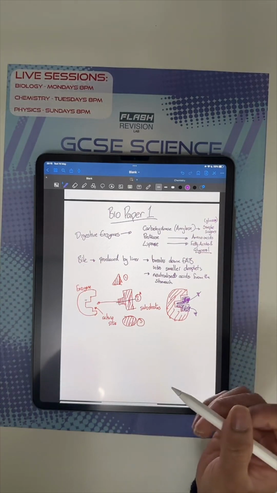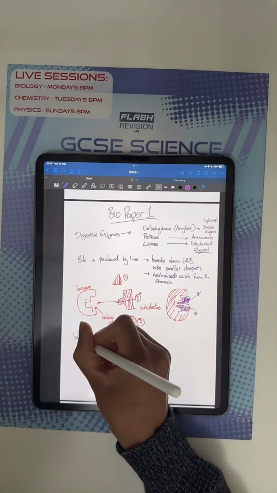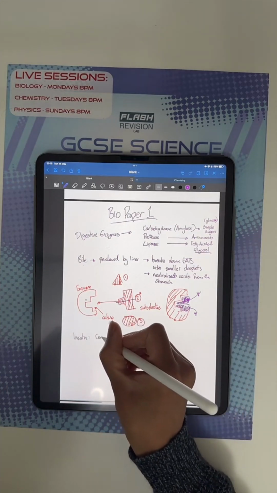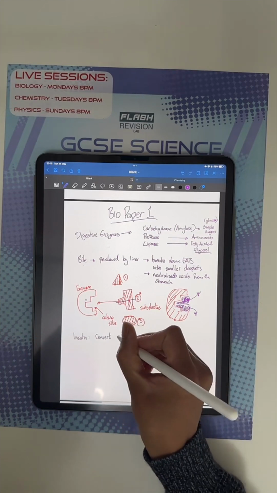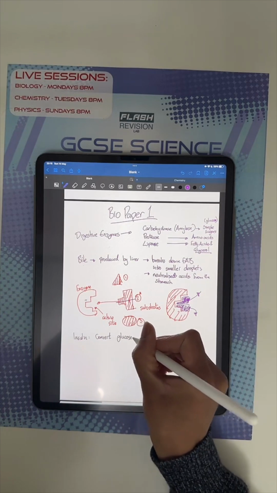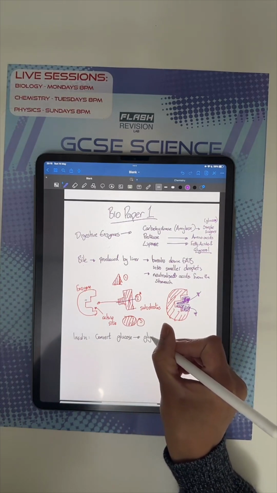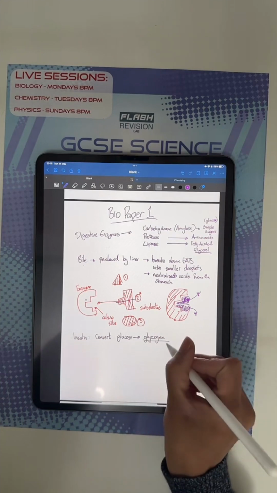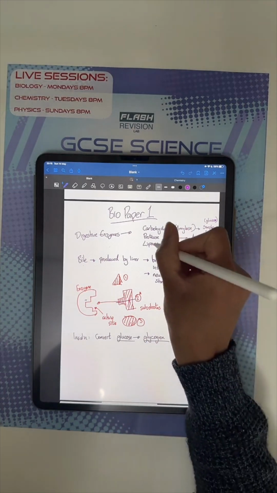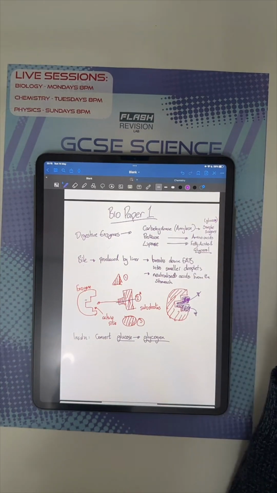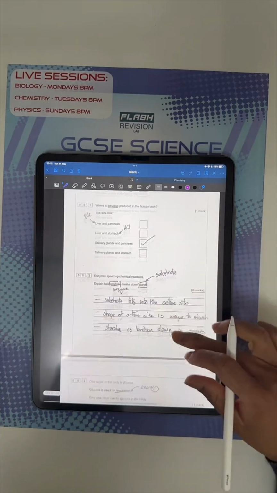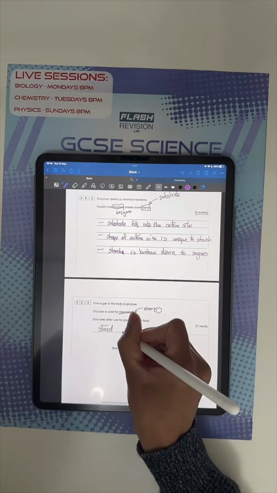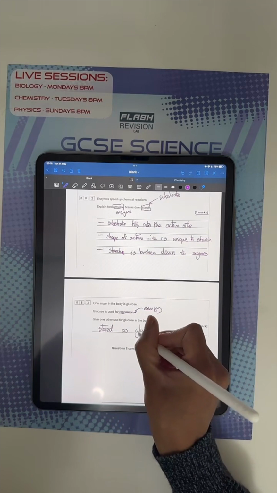So that comes under insulin. So this is under the hormones topic. So insulin, what that does is it converts glucose in the blood into glycogen. So these all sound the same, so don't get them confused. Glycogen is just a stored form of glucose. Glycerol is what lipids or fats are broken down into. So what you can say for this question, another use is stored as glycogen.